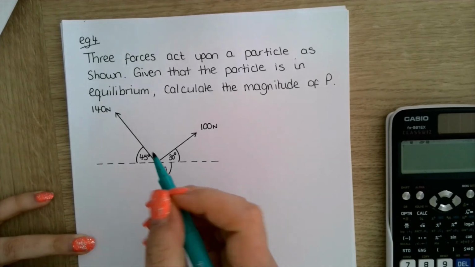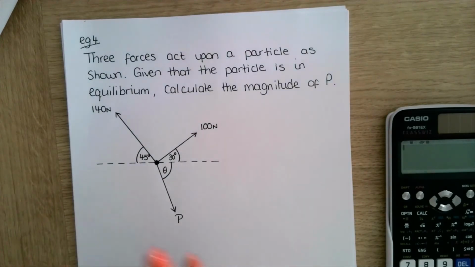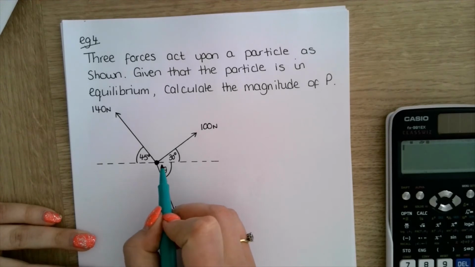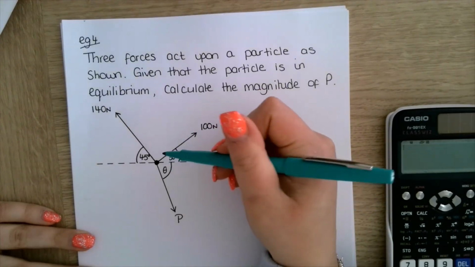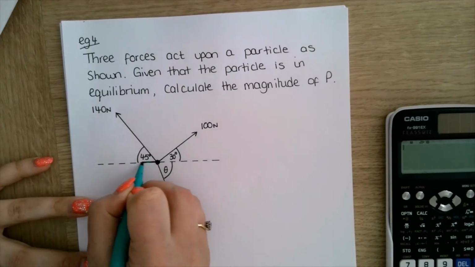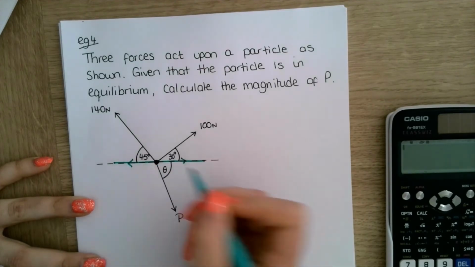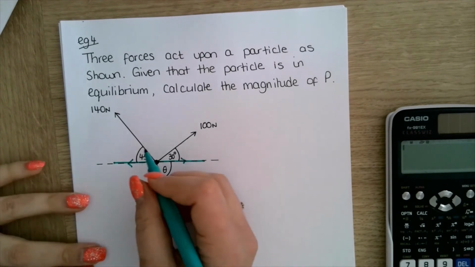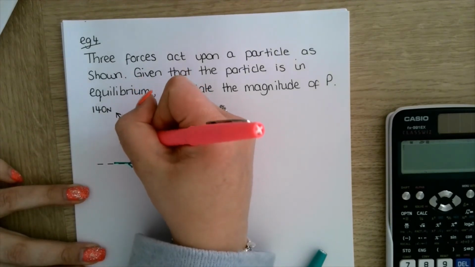So when it's in equilibrium, we know that it's not moving anywhere. It's not moving left, right, up or down. It's not moving in any direction, and therefore we know that the forces pulling it to the left are equal to the forces pulling it to the right. The forces pulling it up are equal to the forces pulling it down. So that's what I'm going to use. So let's work out what the horizontal and vertical components are for each of the forces.